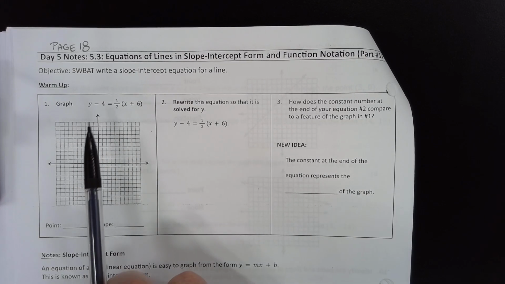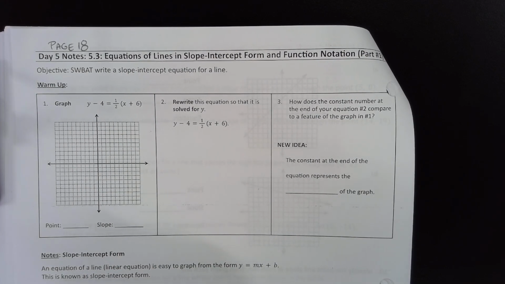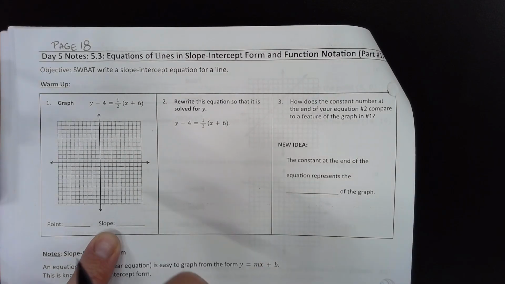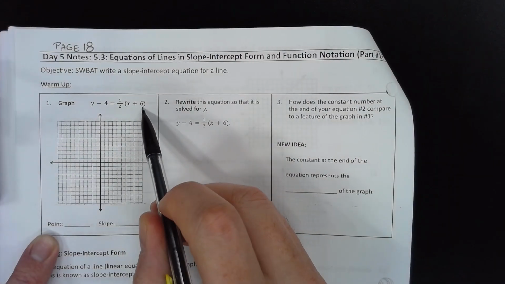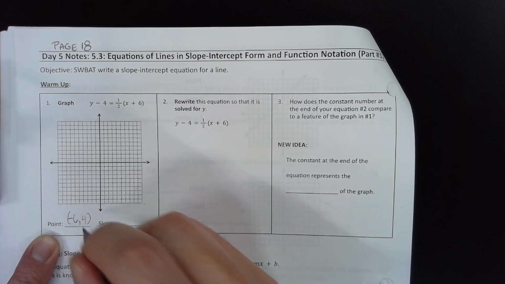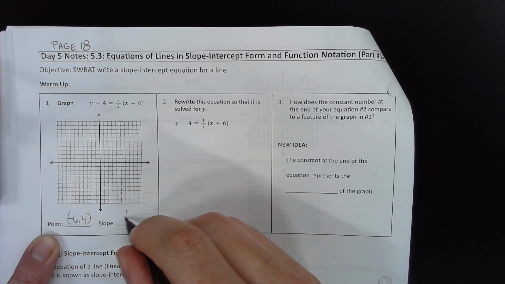So we're going to graph the equation. This is an equation in point-slope form. As always, we want to identify one point that's on this line and the slope that's stored in this formula. Starting with the x-coordinate, which is -6, and the y-coordinate, which is +4. This line has a slope of 1/2.